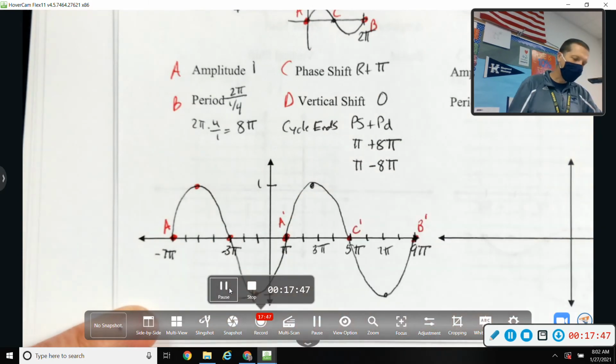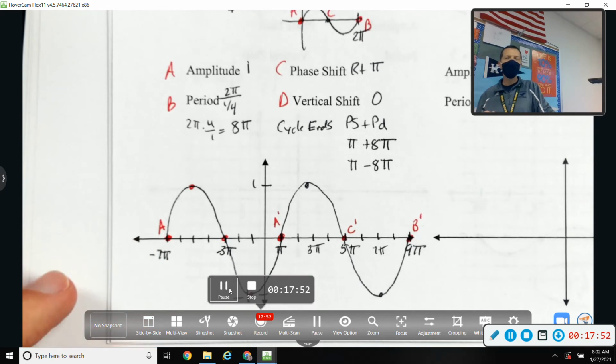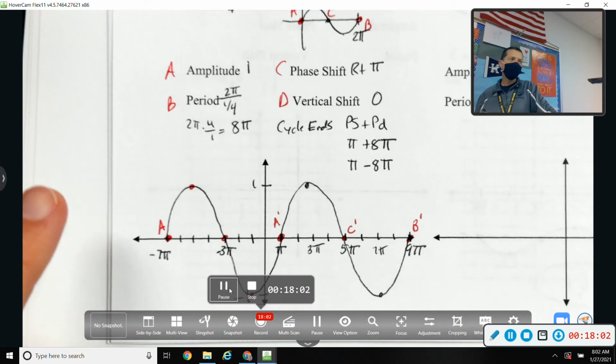And so there's 2 cycles of number 7, a sine graph. What's the domain of this graph? Domain is the x values. It's all real numbers. It's all real numbers, okay?